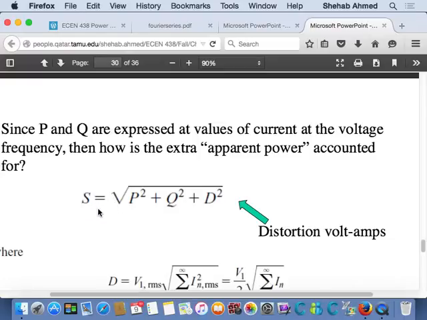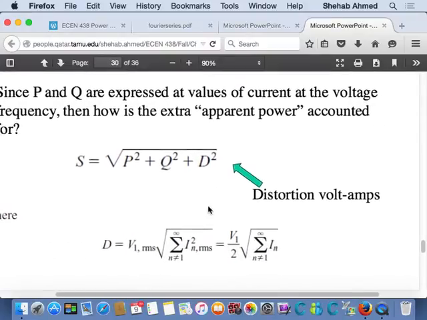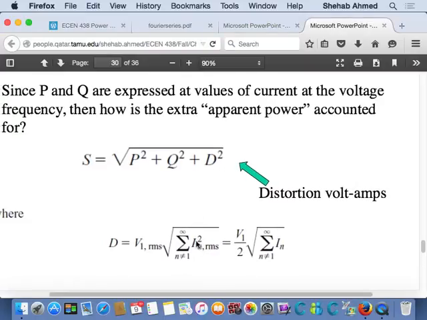So the apparent power will be VRMS times IRMS of the full system, which includes the average real power, average reactive power, and then there's a distortion component that we talked about, okay? And here it will be called distortion volt-amperes. It's the fundamental voltage multiplied by all the harmonic currents except the fundamental, right?